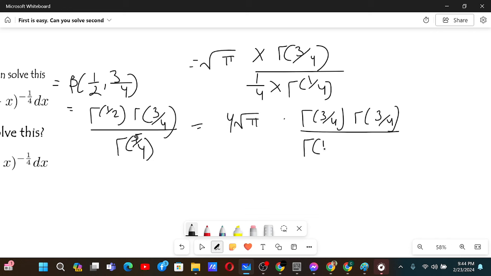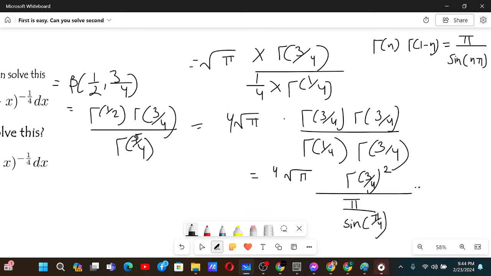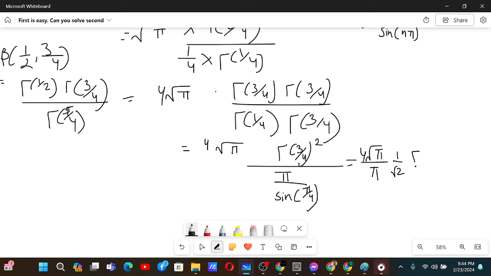Over here we have gamma 1 by 4, gamma 3 by 4. Now this is just gamma n gamma 1 minus n, and we know that is just pi by sine n pi. That's why this thing over here is 4 root pi. Now gamma 3 by 4, we don't have a closed form for this, but we can find the value, and this one is pi by sine pi by 4. So this is 4 root pi by pi, and this is 1 by root 2, sorry, and gamma square 3 by 4. So this is the answer, 2 root 2 by pi, and then gamma 3 by 4 whole square.